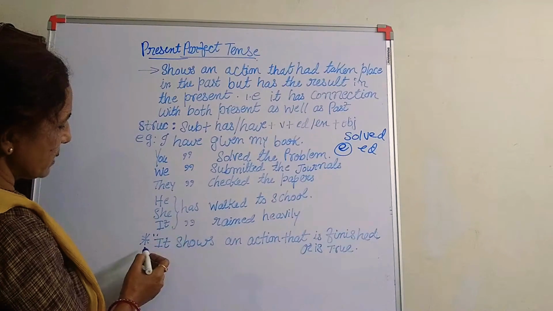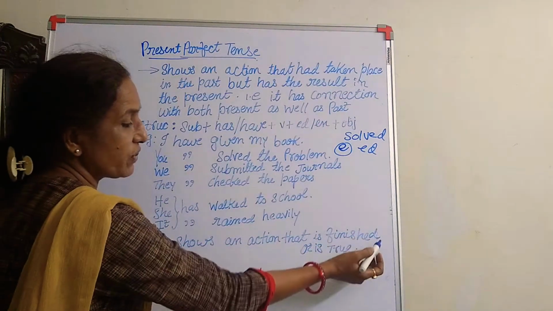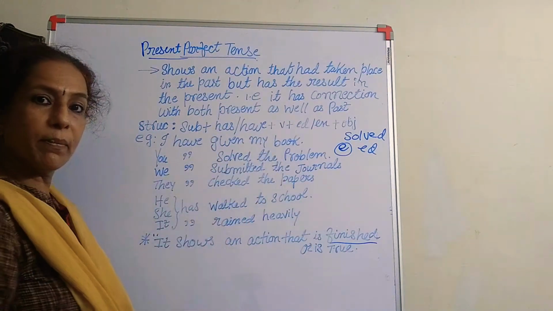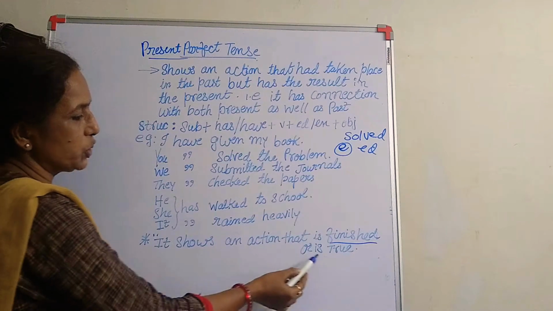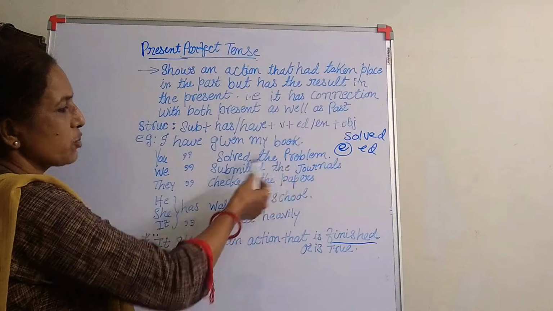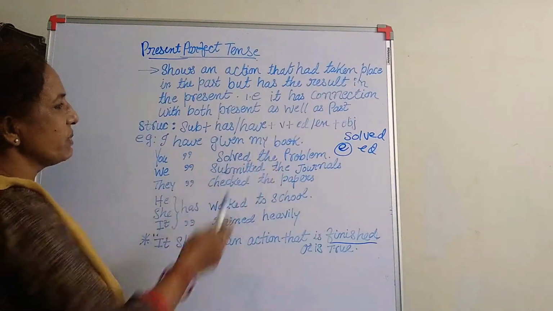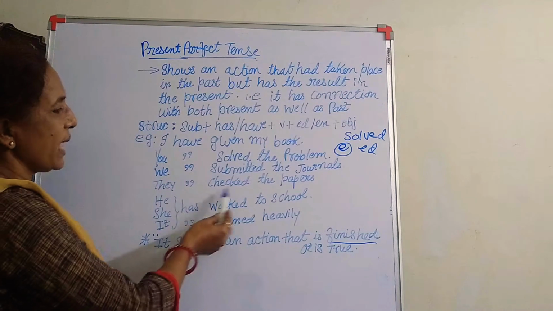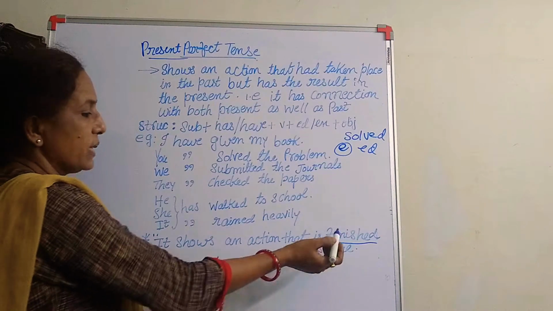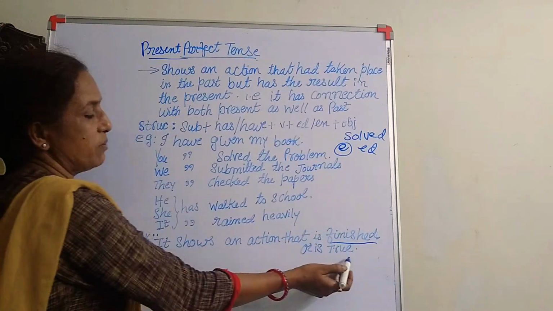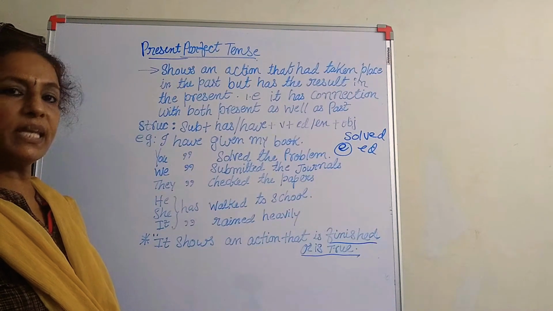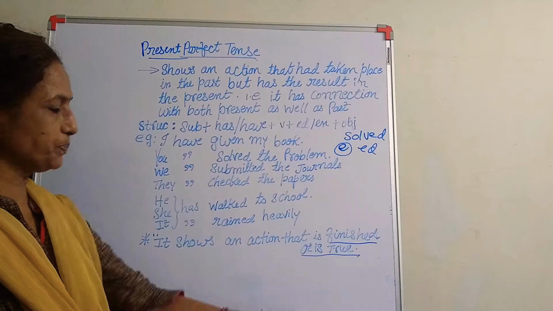Now, the other way, it shows an action that is finished. Just see, I have solved the problem, means the action is finished, or it shows that the action is true also. I have finished, or I have solved the problem. Yes, it is true. I have given my book. Yes, it's true. They have checked the papers. Yes, it's true. So this action also states that the action is finished and at the same time that the task or action is true. Okay. So this is in case of affirmative sentences.